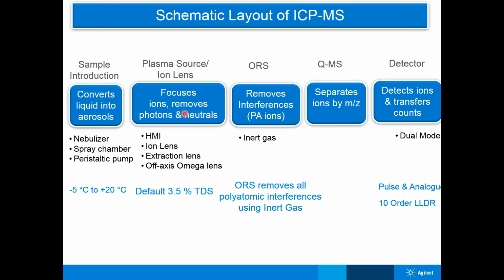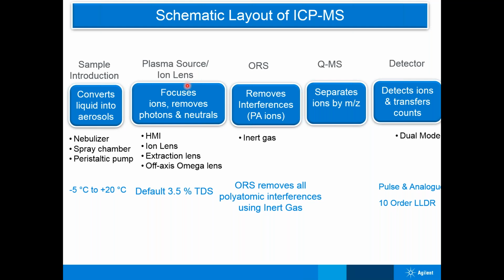Now the second part is called the plasma source or the ion sources, which consists of the HMI, that is the high matrix introduction system, and ion lenses, different types of ion lenses. The role of the plasma ion sources and the ion lenses is to focus the ions and remove all the photons and neutrals, which are generated while generating the plasma.